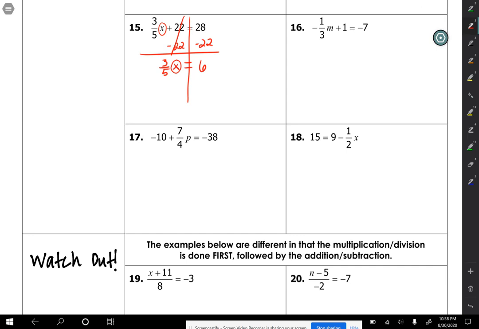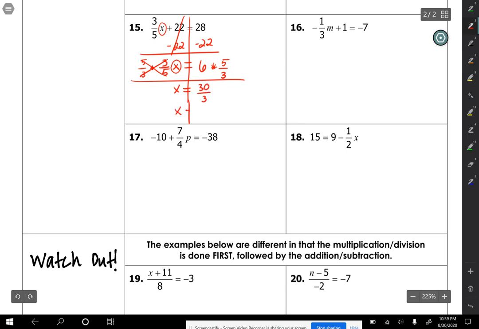Now remember, when we have a fraction that's being multiplied, all I have to do is multiply by the reciprocal to get that fraction to go away. Remember, the numbers over here cancel out, leaving me with x equals 6 times 5 is 30 divided by 3. We can reduce that fraction to make it look better. 30 divided by 3 is 10.